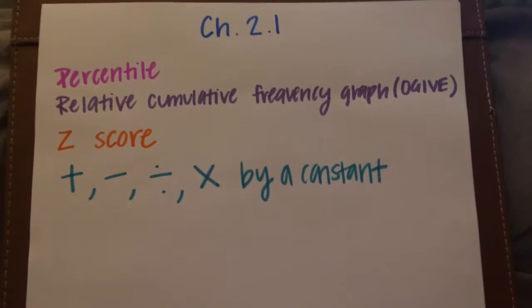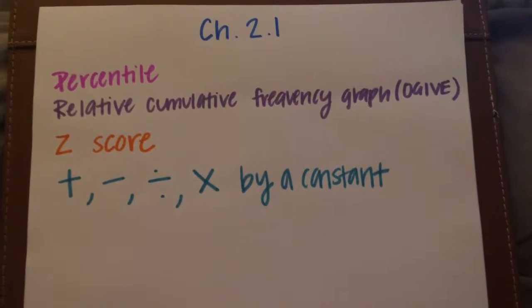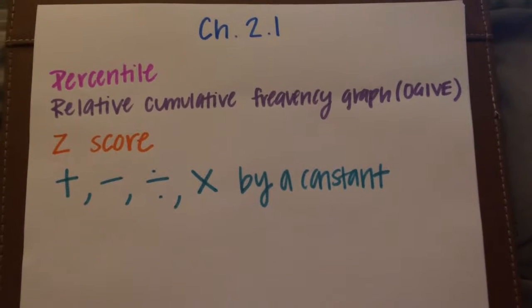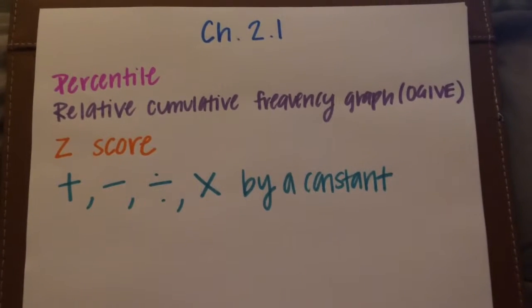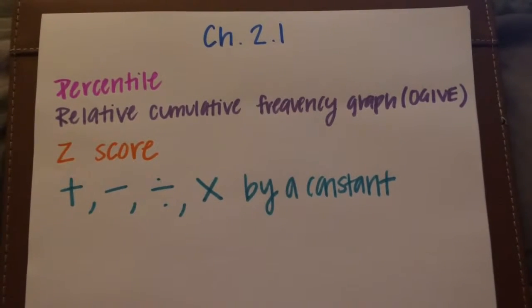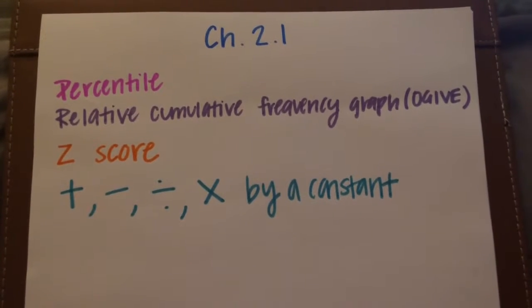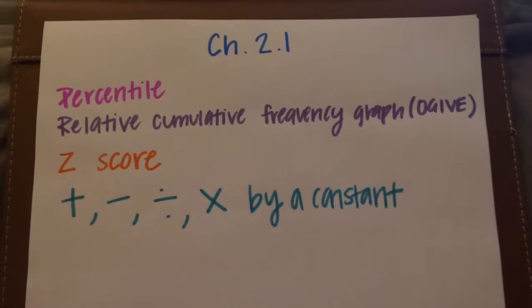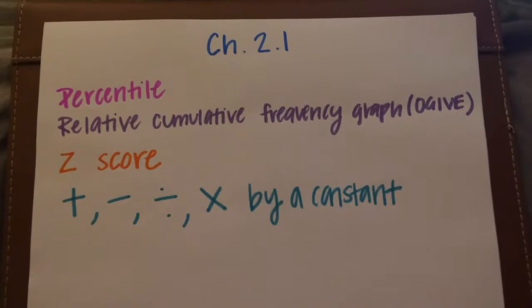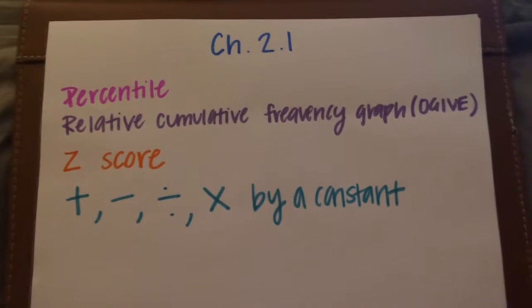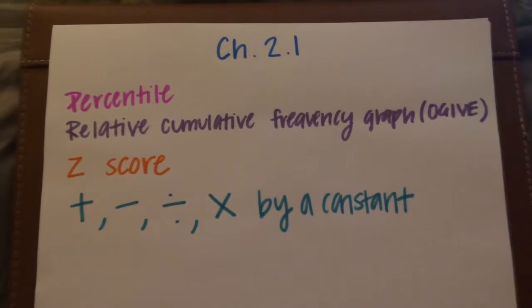Good morning. So today, we're going to be learning about chapter 2.1 for stats. Basically this encompasses 4 principles, which are percentile, the relative cumulative frequency graph, or the ogive, the z-score, and the plus, minus, division and multiplication by a constant and the effects that it has.